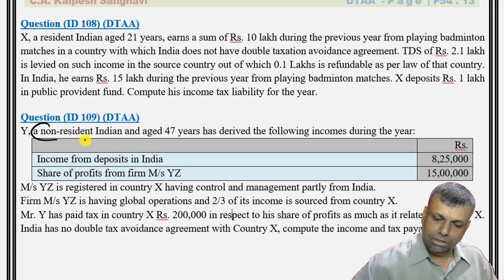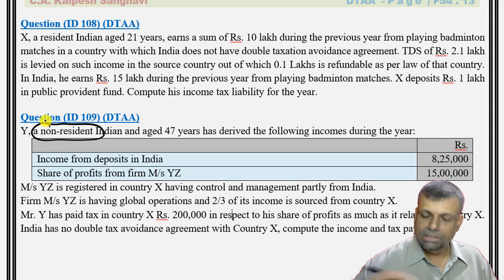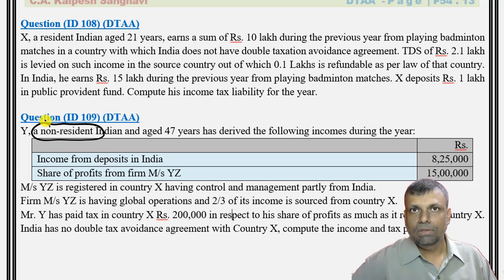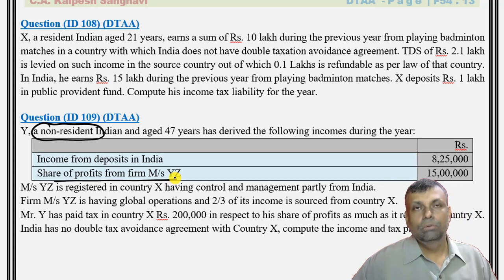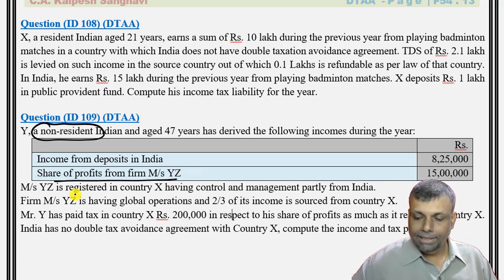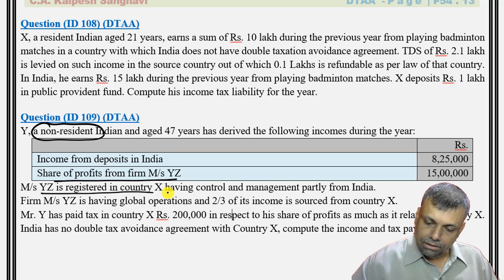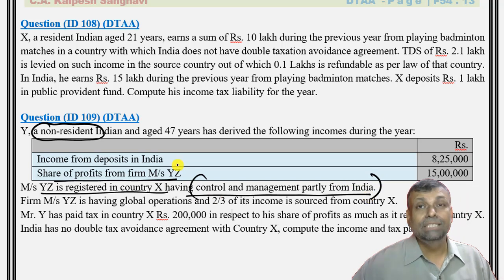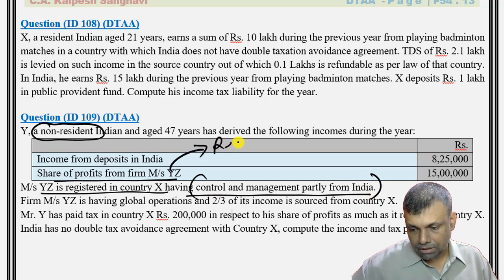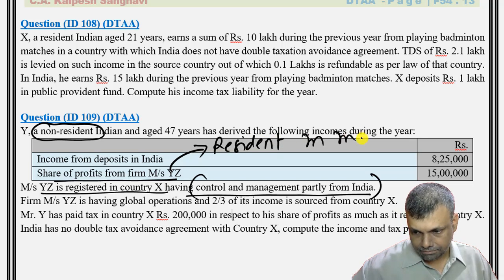See, the assessee is a non-resident. Listen very carefully. The assessee is a non-resident. Now, there is a share of profits from a firm which is YZ. YZ is registered in country X, but control and management is partly from India. Since control and management is partly from India, this firm is going to become resident in India.